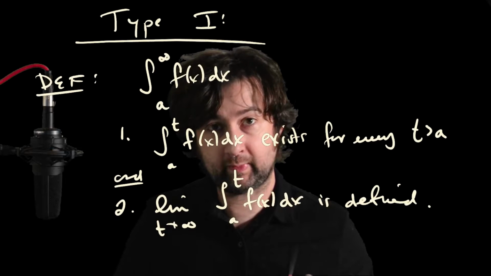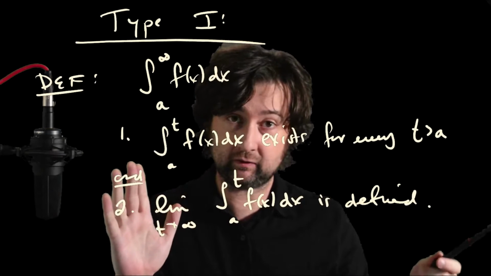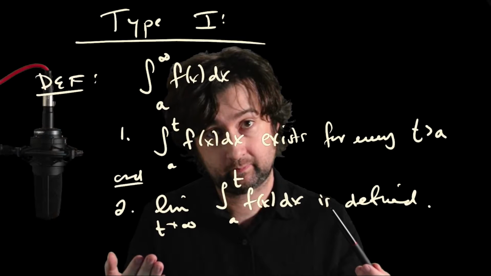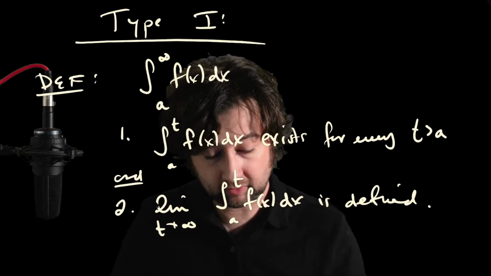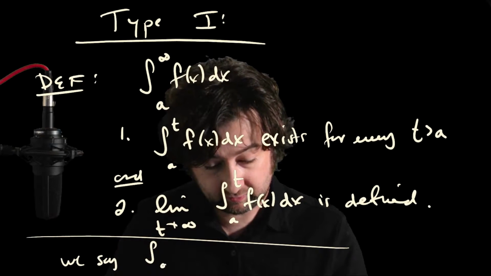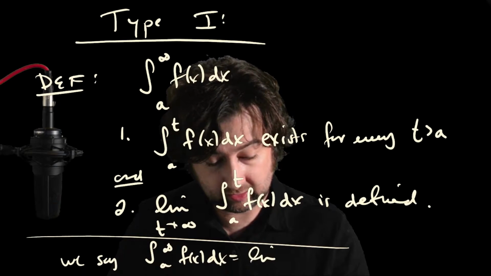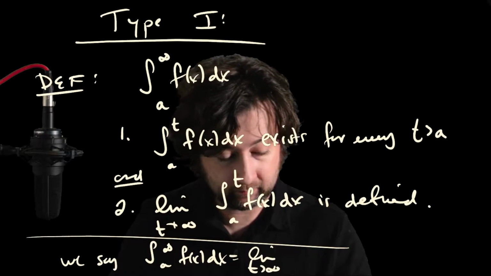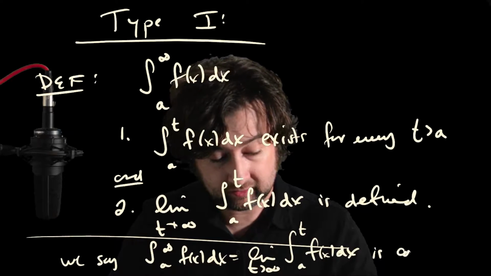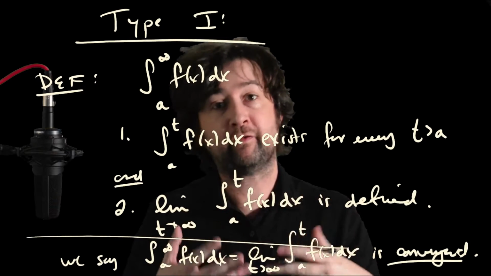So two conditions need to be met. First, this integral had better make sense for any intermediate t that I pick between a and infinity. And second, when I compute it as a limit, the limit has to exist. If those conditions hold, we say the integral from a to infinity of f of x dx, which is equal to the limit as t goes to infinity of the integral from a to t of f of x dx, is convergent. So this is a definition that we're making.